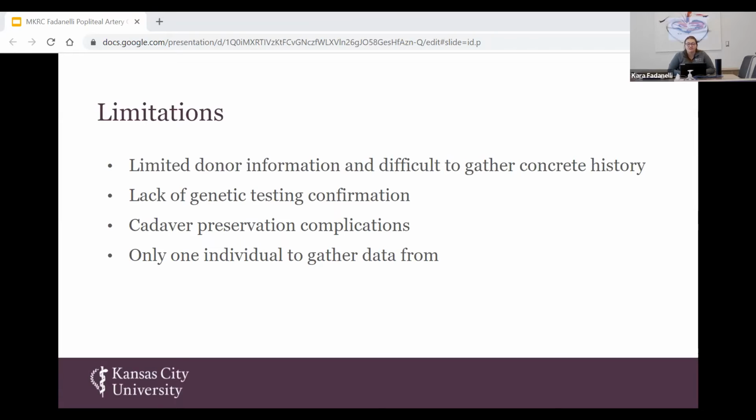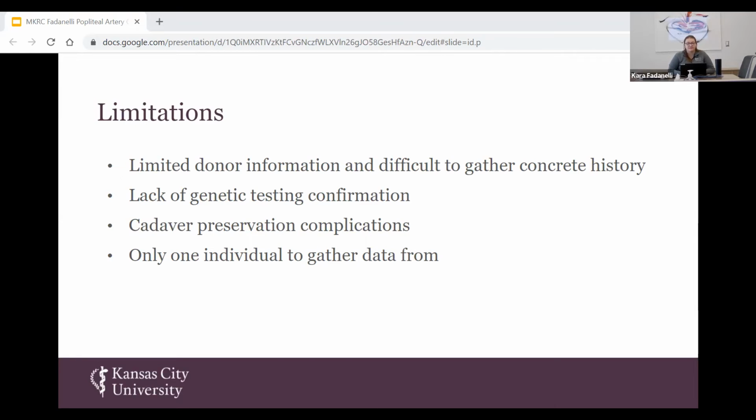Looking at some of the limitations of the study, a clear limitation in a cadaveric case study is the difficulty to confirm the donor information. Was the donor aware of the presence of his aneurysms? Does he have a family history, or was he ever tested for connective tissue disorders? The limited donor information makes it difficult to gather concrete history to answer our questions. One of the ways we could get some confirmation would be through genetic testing. However, that wasn't readily available in this study.